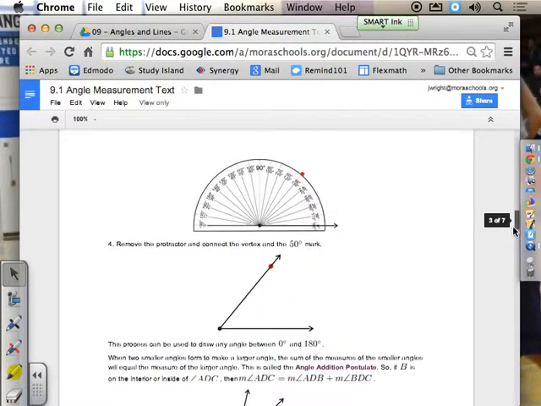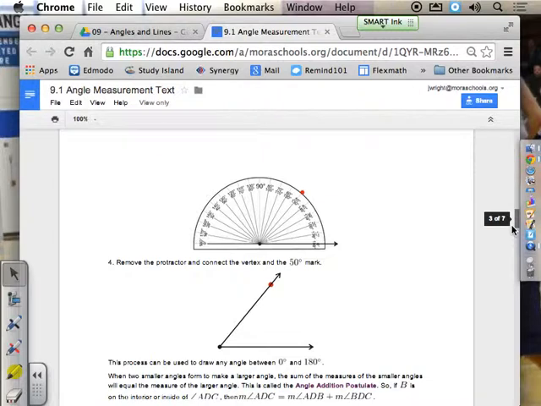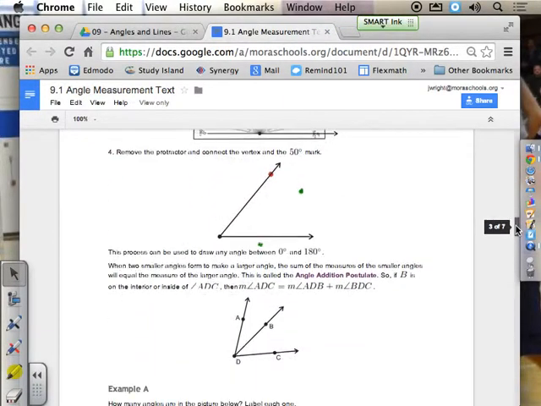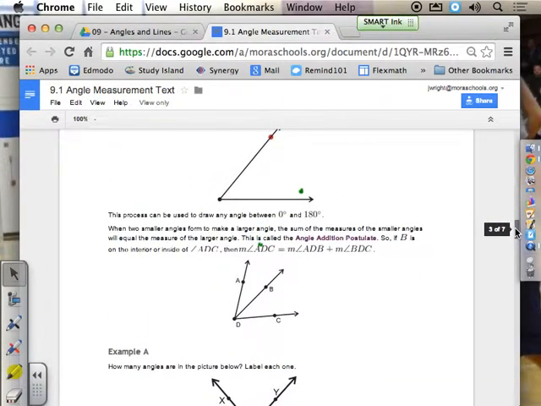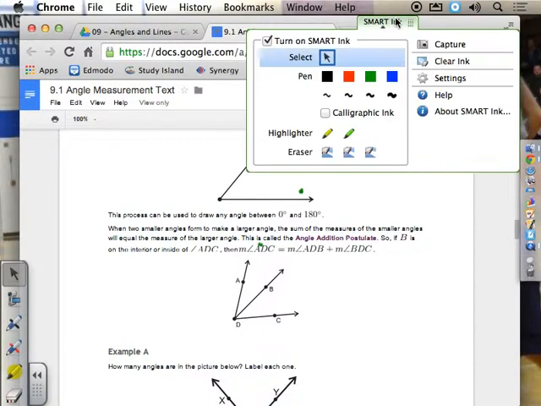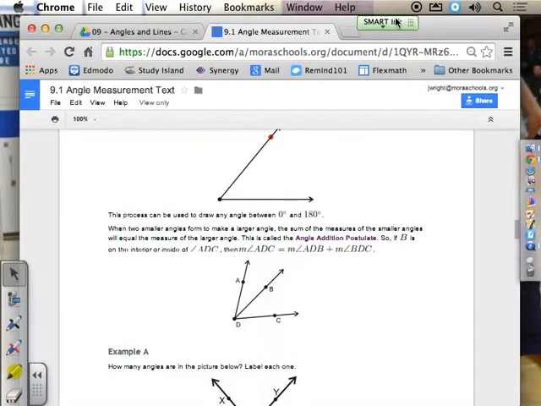All right? So you can see, after they drew the angle right here, they removed the protractor. And after they made that mark at 50, removed the protractor, and then they connected the dots. This is exactly what I was talking about back there. Okay? You can use this to draw any angle between 0 and 180.